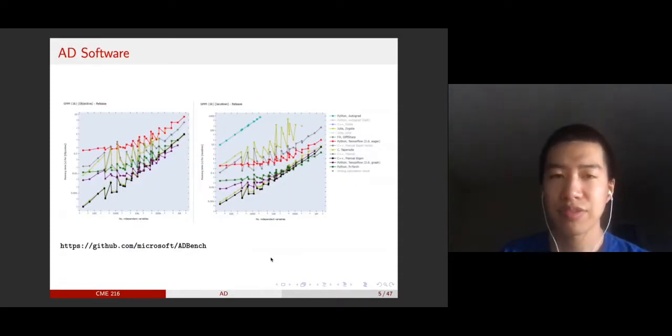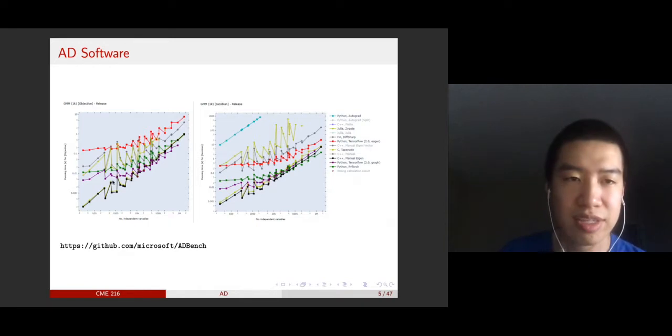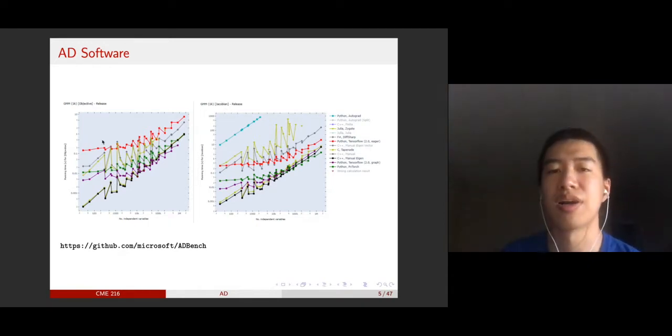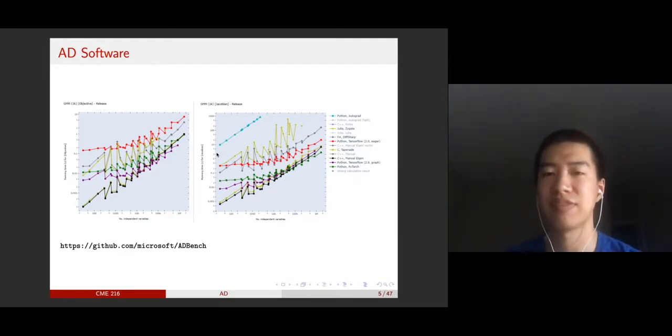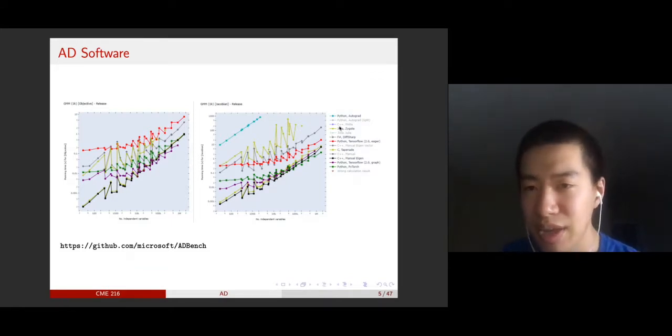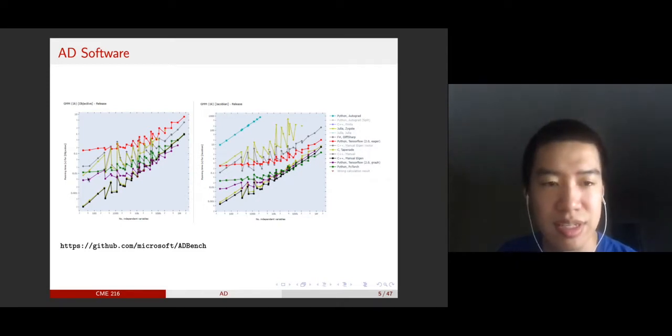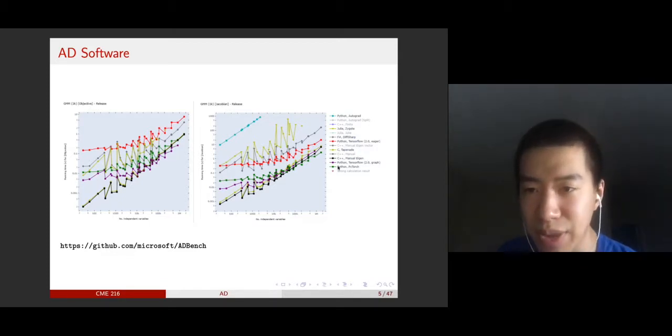So we have a lot of software, and so people also benchmark those software. For example, on the left-hand side, the researchers benchmark the performance of the AD software on an objective function. They evaluate the gradients of a scalar function. On the right-hand side, they evaluate the gradients of a vector function, so they get a Jacobian. And we can see here, for example, this is the TensorFlow graph mode, and also the PyTorch.